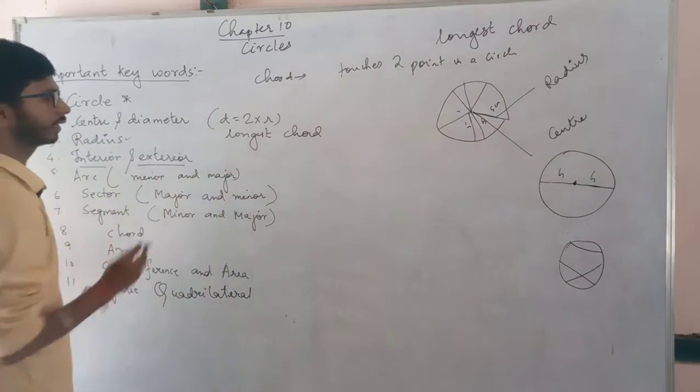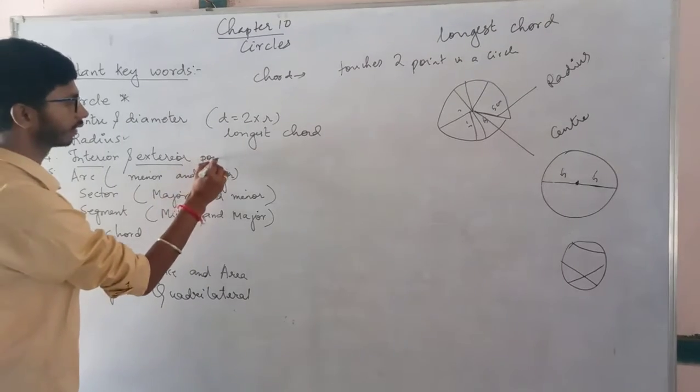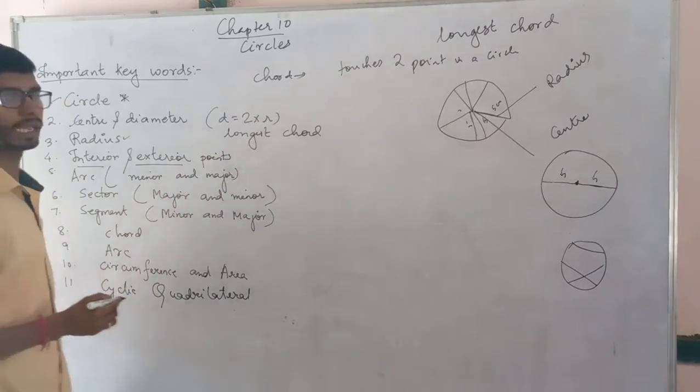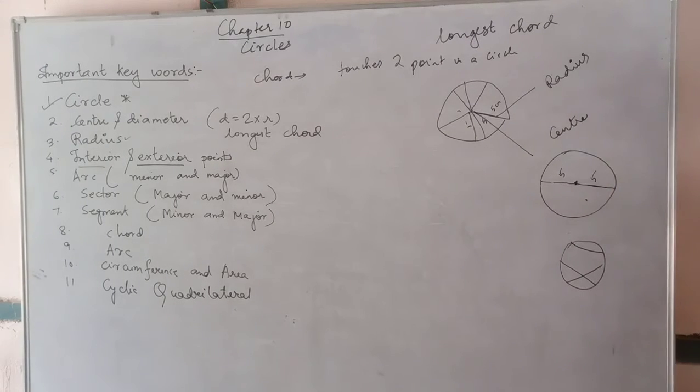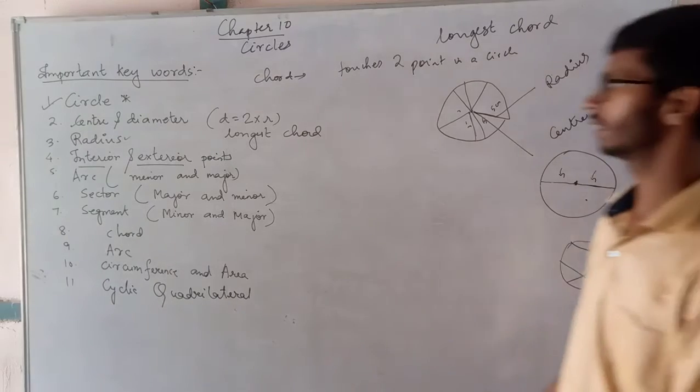Interior and exterior, these are basically points. If I take any point inside the circle, we will call it the interior, whereas if we take any point outside the circle, we will call it the exterior.